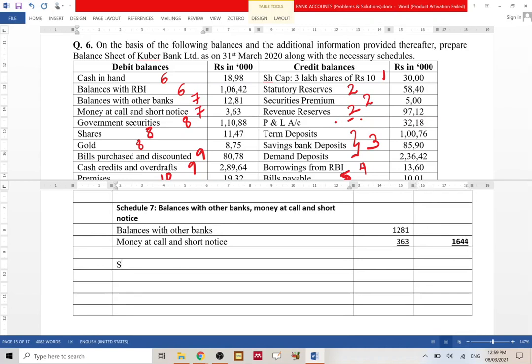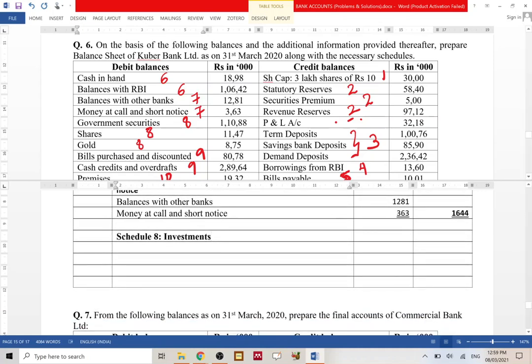Next one we do, schedule 8, investments. So once you have discussed the problem, once you have run through the whole problem and marked all of these items, the rest is just a copy paste. The rest you have to just take from one place and post it in another. Which is why these banking problems are kind of simple.